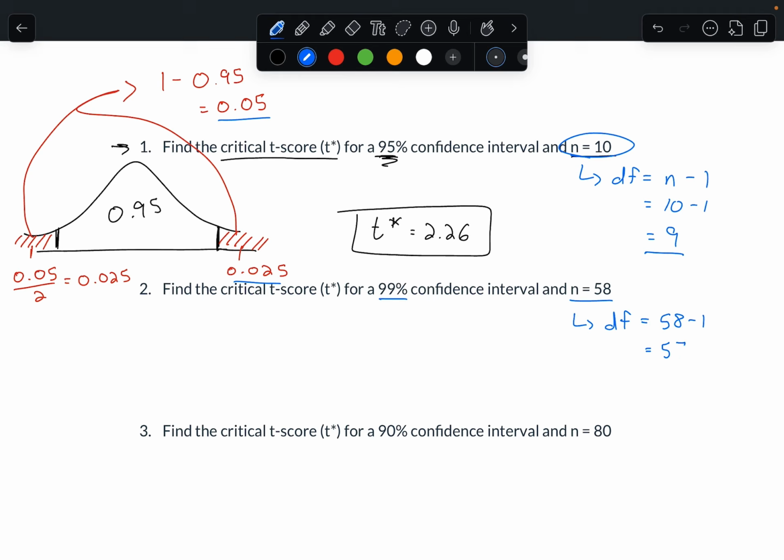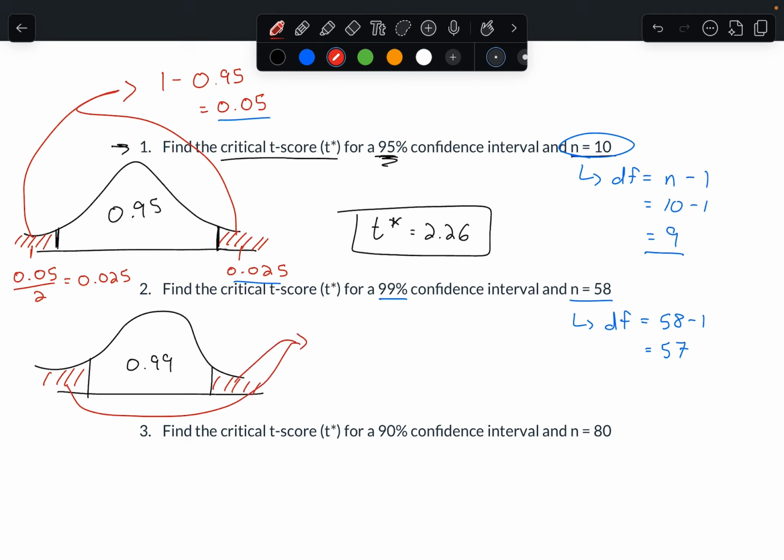We have 57 degrees of freedom in this problem. And I know if I was going to sketch out what this distribution looks like, I want the area in the middle to be 0.99. I'm going to think about the area in both tails together just because it's a little bit less work here. The two-tail area is always 1 minus my confidence level. So in this case, 1 minus 0.99 to get 0.01. So the two-tail area would be 0.01.